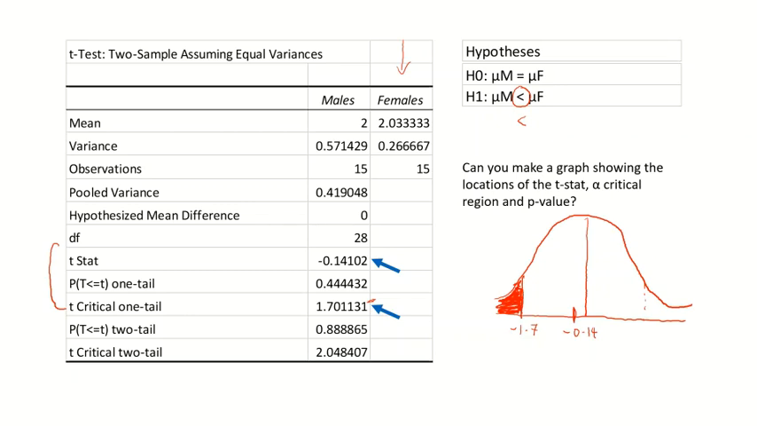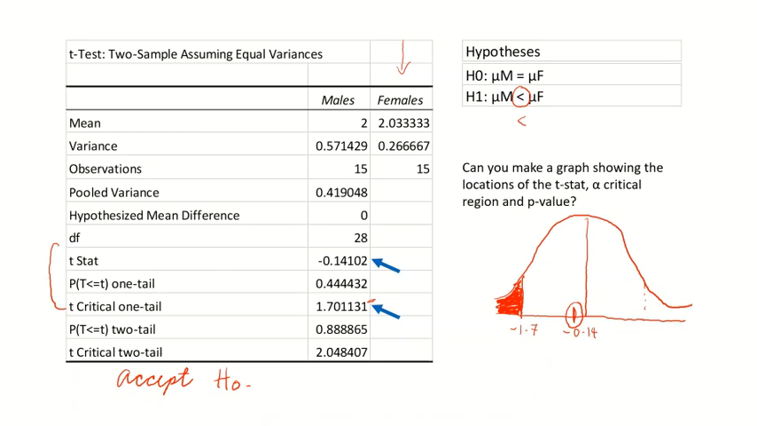Based on this, what will be our decision? Our t-statistic is outside the rejection region, the one shaded in red. So therefore, we can accept our null hypothesis. Good news for the males. There is no significant difference between their average grade for the midterm and those of the females.